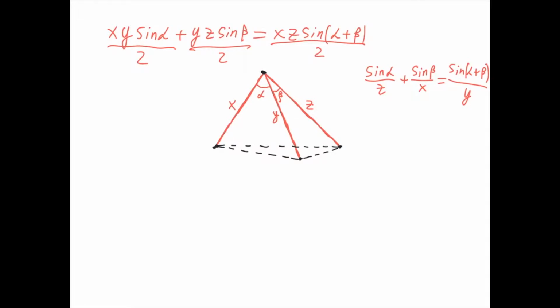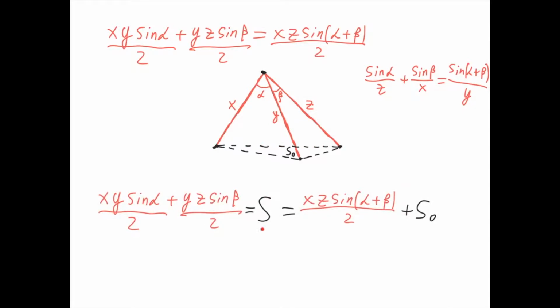Or it could be expressed as the area of this triangle, which is x times z times the sine of alpha plus beta divided by 2, plus the area of this triangle here, which we need to prove is 0. Suppose that the area of this triangle is 0, then the only way this could happen is if this point lies on this line. So S, the area of the quadrilateral, is this expression, and also this expression, where S0 is the area of this triangle, which we need to prove is 0.